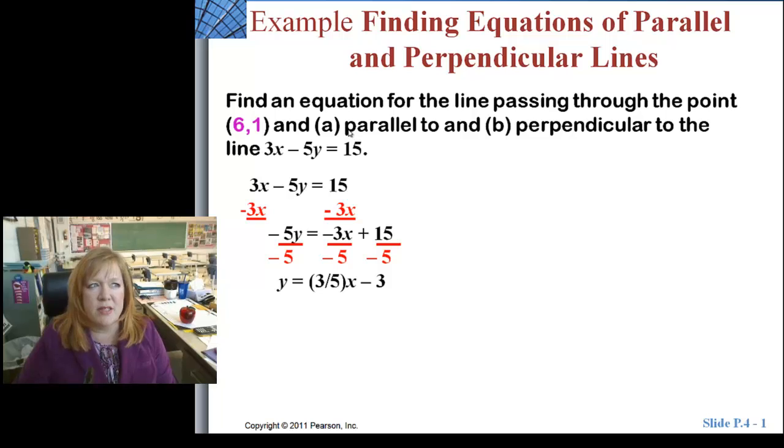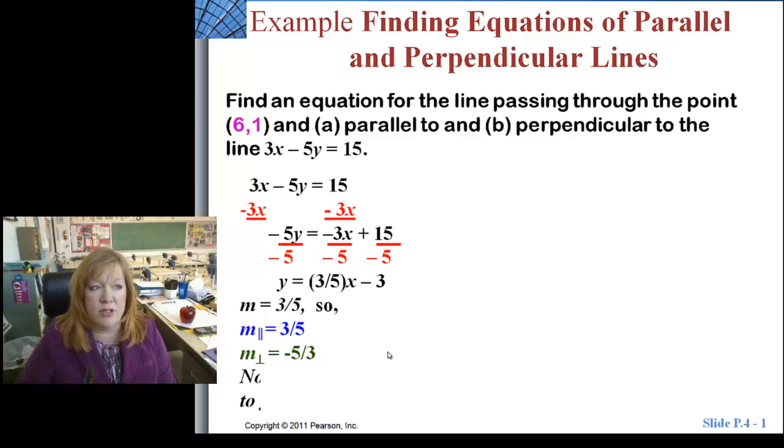The next clue is it says it's parallel to this line. If it's parallel to this line, then you know the slope is equal. So the slope of the parallel line is also going to be 3/5. Perpendicular lines, however, have slopes that are opposite reciprocals. So instead of 3/5, the perpendicular line is going to have the slope of -5/3. Now we have slope for the perpendicular, slope for the parallel, and we've got a point. Bada boom, bada bing. We've got everything we need to find the equation of a line.